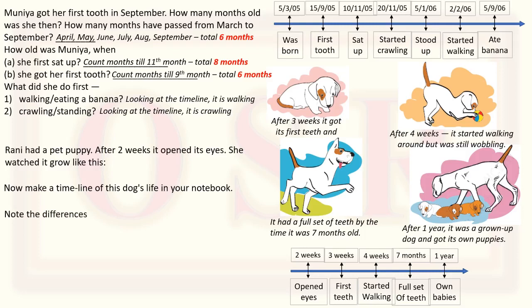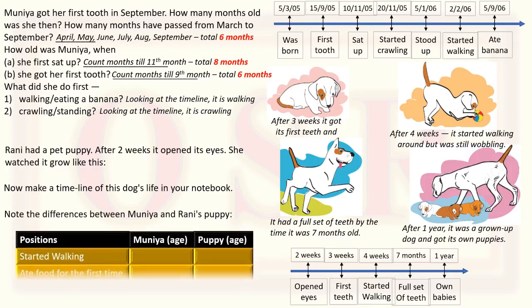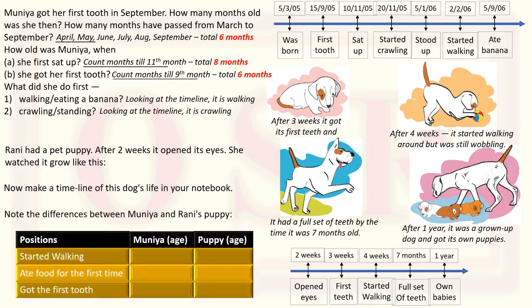Now note the difference between Munia and Rani's puppy. So these are the events: started walking, ate food for the first time and got the first tooth. So just note it in this table. 11 months, 4 weeks; 1.5 years, 3 weeks; 6 months and 3 weeks. Okay guys?